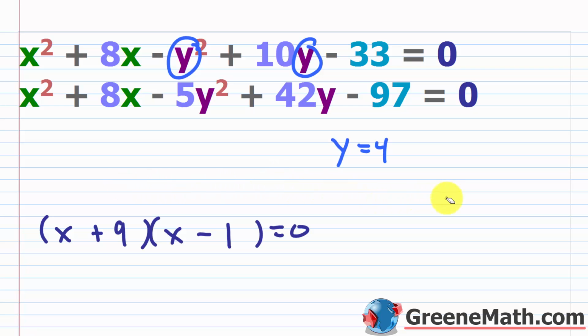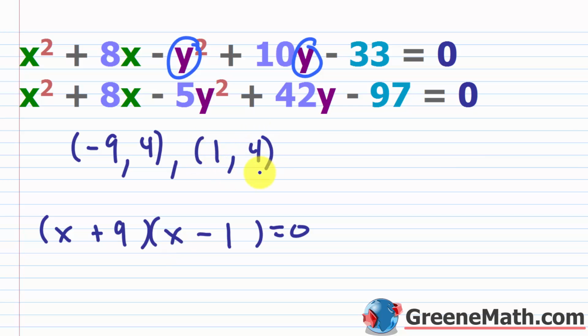So I would say that you have one ordered pair that would be negative 9, again, the solution here, and then comma 4, that y value, and another that would be 1, comma 4, that y value. Okay, so two solutions. Again, I've already checked these. I know they work. Once again, you always want to check your solutions.